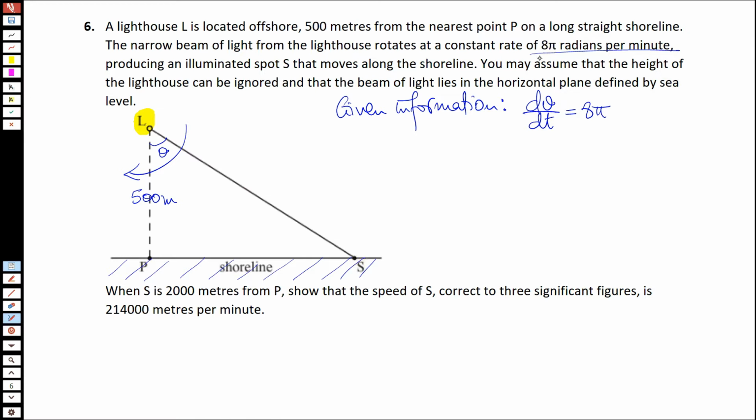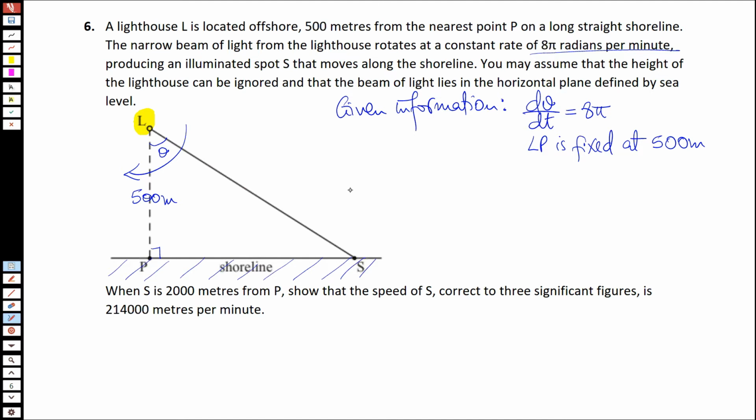So moving on, we have, you may assume that the height of the lighthouse can be ignored and that the beam of light lies on the horizontal plane. So that's just a condition to allow this to work, to have a right angle triangle basically. And this is, by the way, a right angle triangle. So we can just add to that that LP is fixed at 500 meters. So this distance here is fixed as 500 meters.